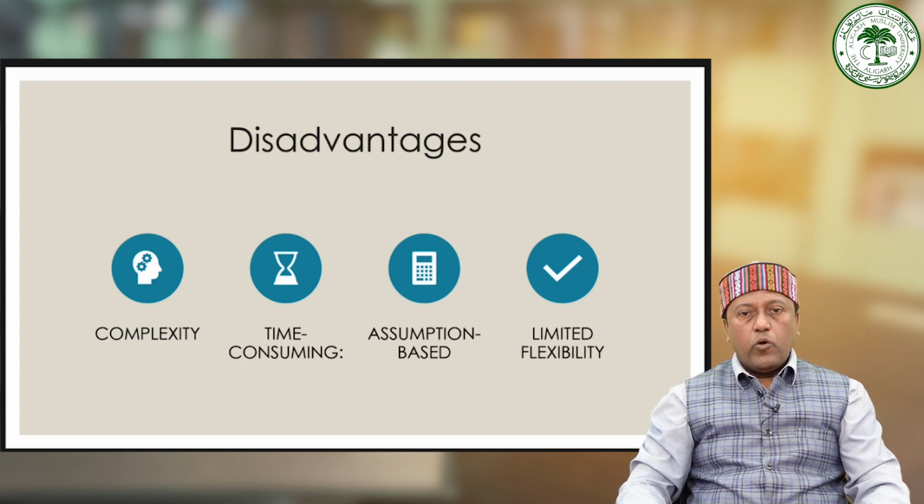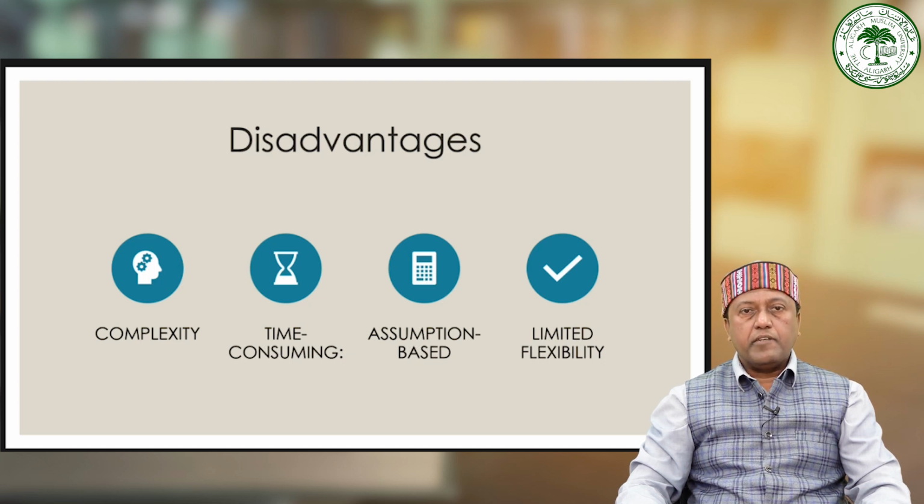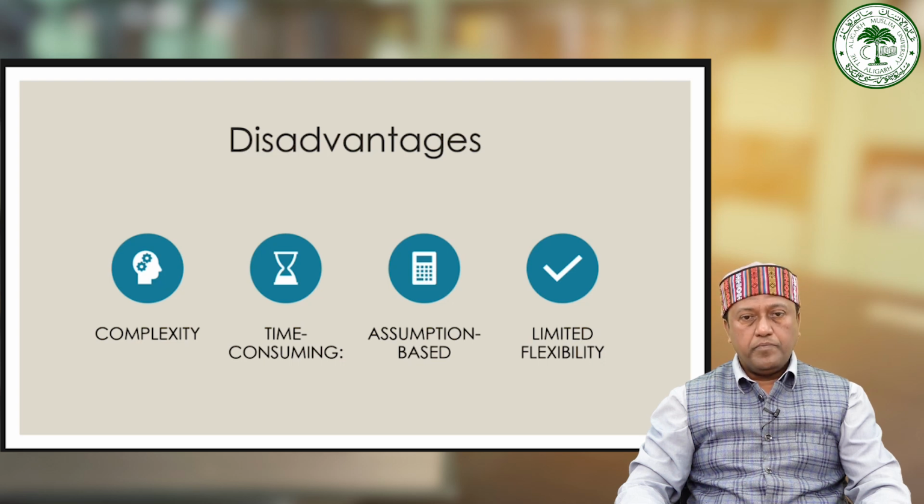And it is time consuming also. The process of estimating activity times, creating network diagrams, and analyzing critical paths can be time consuming, especially in the initial stages of project planning. And the next, it is assumption based, because PERT relies on assumptions and estimates for activity durations, which may not always be accurate, leading to potential deviations from the planned schedule.